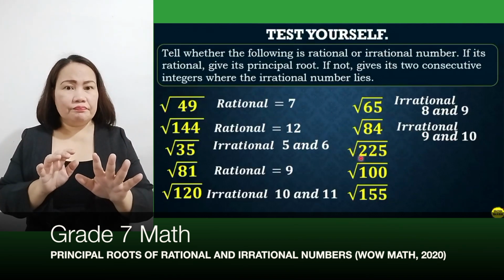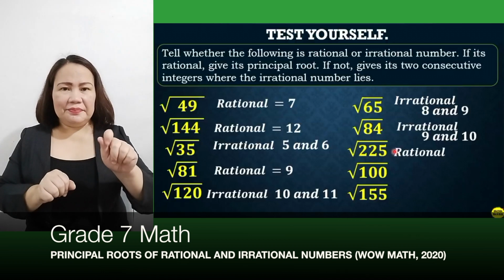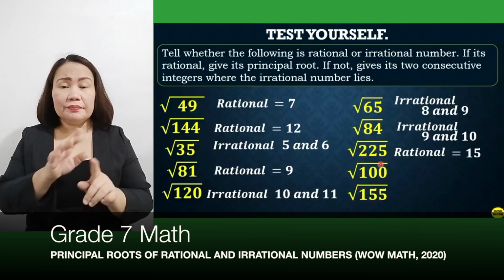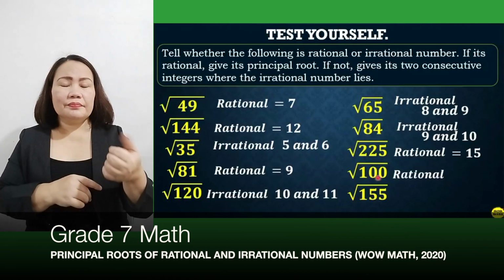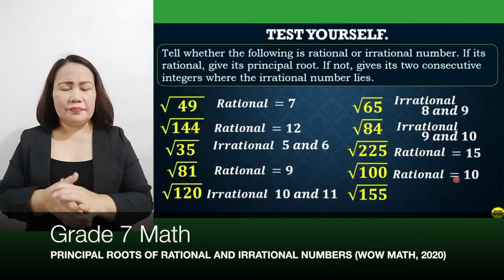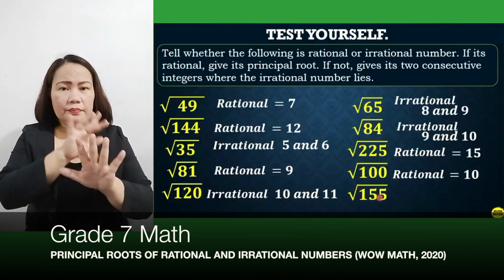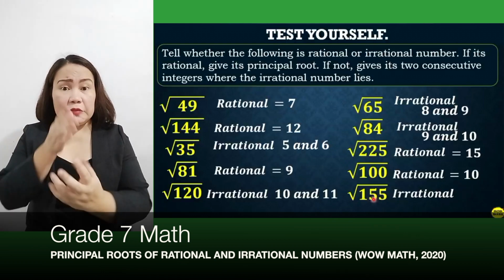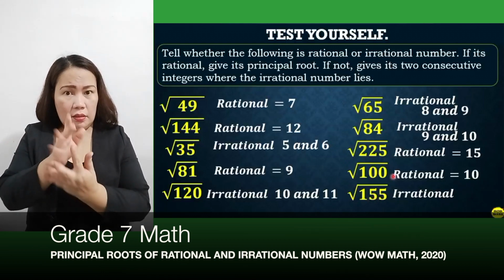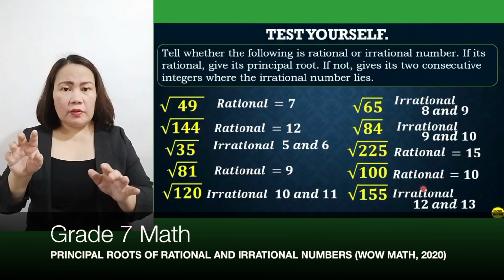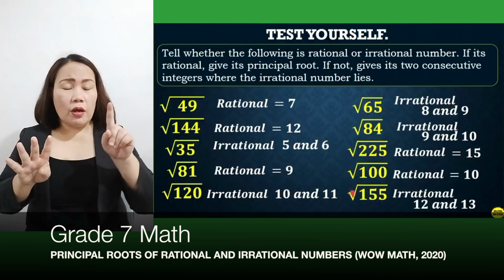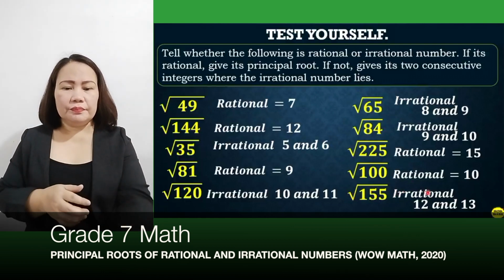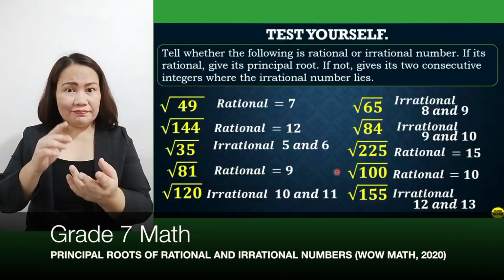Next, 225. This is a perfect square. So, that is rational. And the principal root is 15. Square root of 100. This is also rational. And the principal root is 10. How about square root of 155? Okay, that is irrational. This is not a perfect square. So, therefore, this is between, saan siya gitna? Okay, nasa gitna siya ni, square root of 144 and square root of 169. So, 12 and 13.